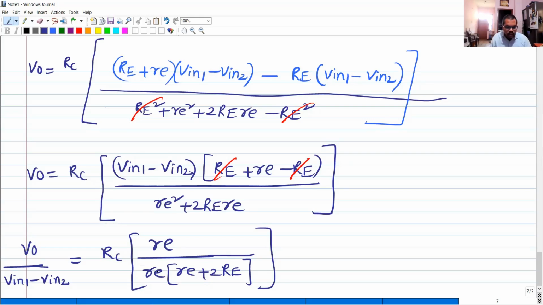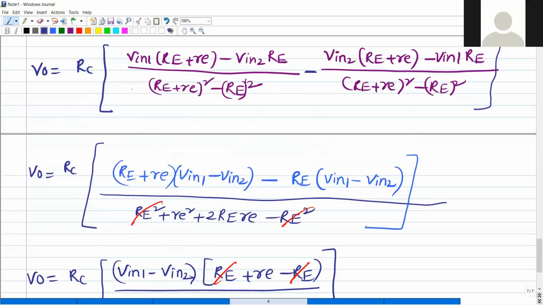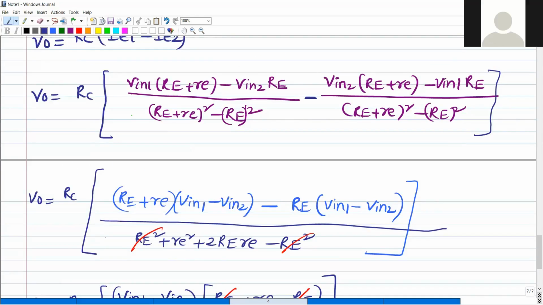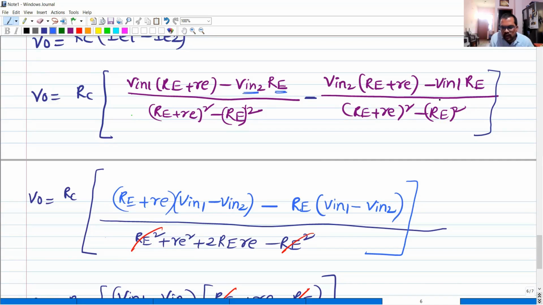Now it becomes... I think we made a mistake somewhere. Sir, a plus RE comes above. Here, see what comes: for V in 2 there is a minus, but what about here, minus into minus is plus. Yes or no? This is plus. Please check once. RE, this minus into minus plus V in 1 into RE minus V in 2 into RE. Is it right?